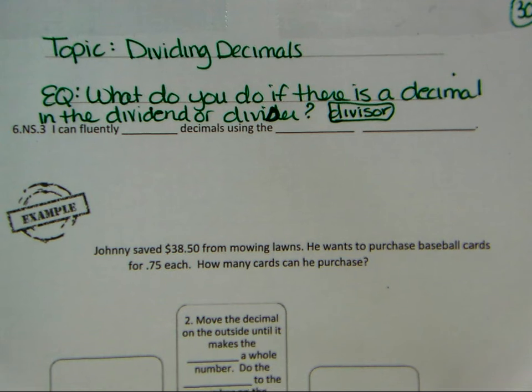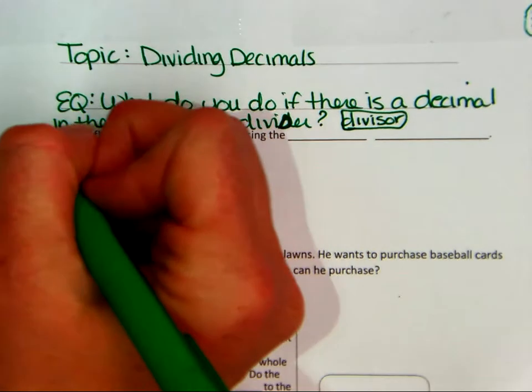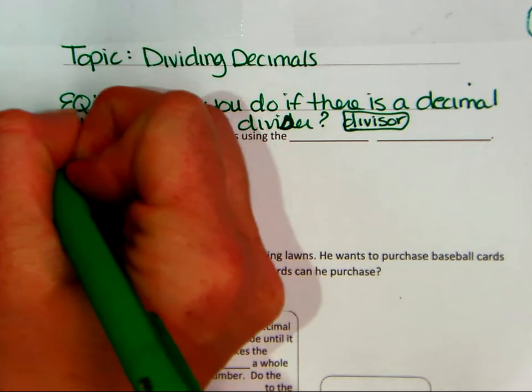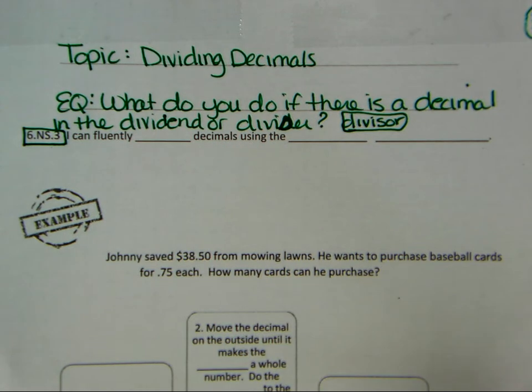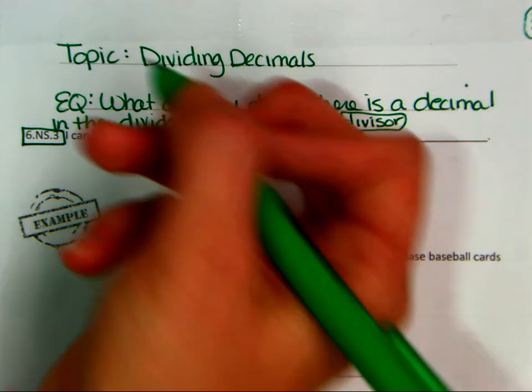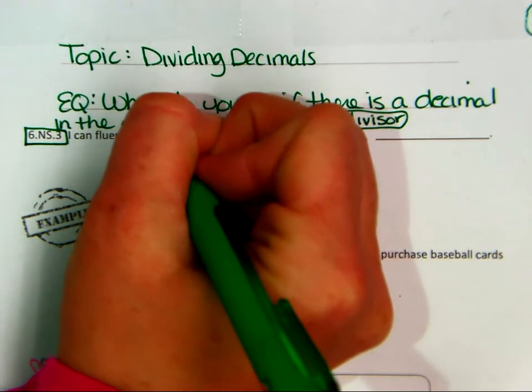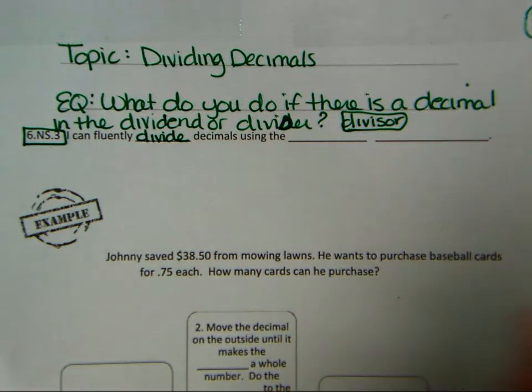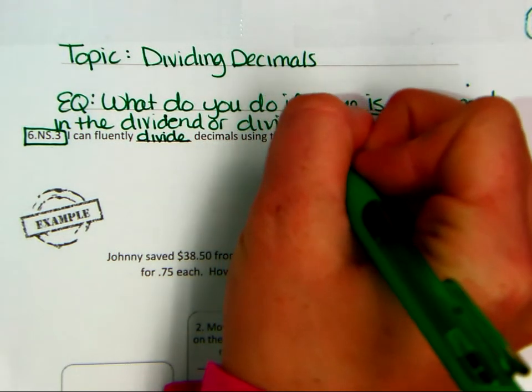And then you're going to come back with us and we're going to talk about 6th grade standard number systems, standard number 3. By the end of this lesson, you should be able to fluently divide decimals using the standard algorithm.